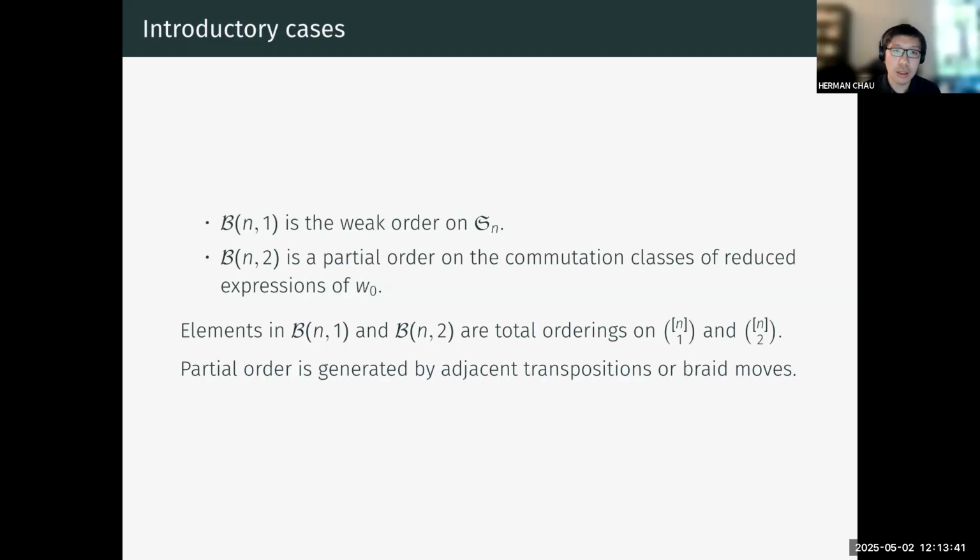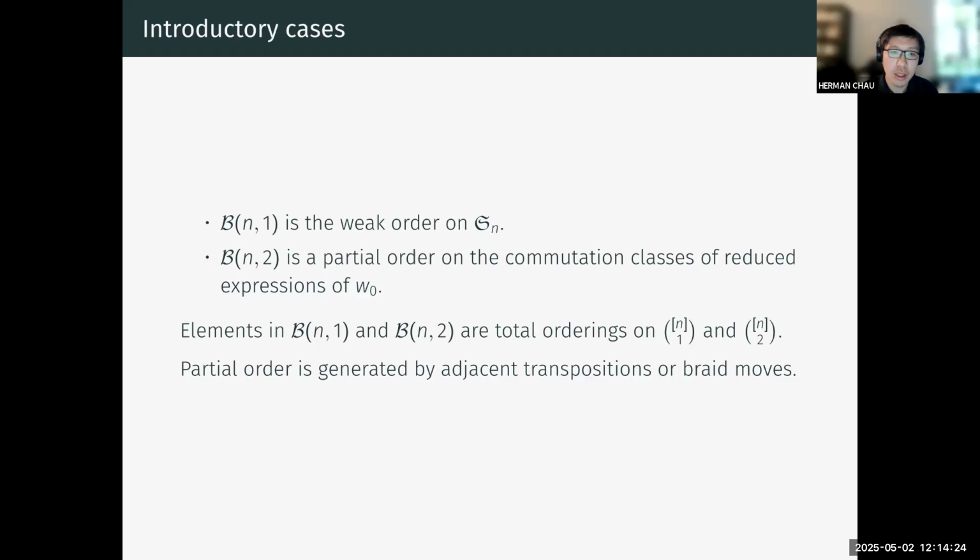Something to notice is that if you look at B(n,1), the elements in there are permutations. So you can think of them as total orderings on [n] choose 1, where [n] is just the set of numbers 1 through n. So [1] choose 1 are the singleton sets. And for B(n,2), we saw that they corresponded to reduced expressions, and we could look at the order of the inversions that were added. So in a way, the elements in there are total orderings on [n] choose 2. It's an ordering on how we add the inversions.